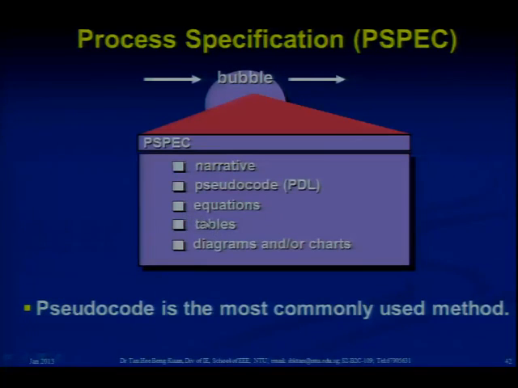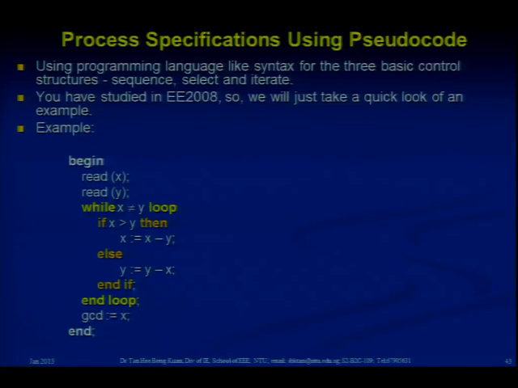You can use tables. Draw a table to show how output is to be computed. You can use diagrams or charts. These are the various methods for specifying a process, and pseudocode is the most commonly used method. The next slide will just give you a refresher of pseudocode. We will not spend too much time on it because you have already learned that in EE4008, data structure and algorithms. This is a quick revision of pseudocode.